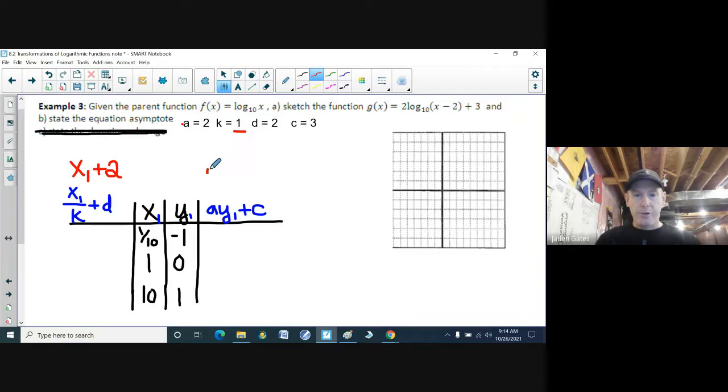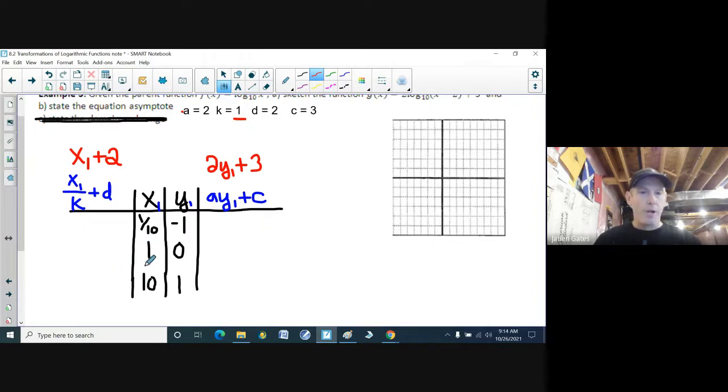I'm going to have 2 times y1 plus c, which is 3. So I'm going to start at the bottom because I got whole numbers here. Let's see here. 10 plus 2, well, that's 12. 1 plus 2 is 3. And then 1/10, which is actually 0.1 as a decimal, plus 2 would be 2.1.